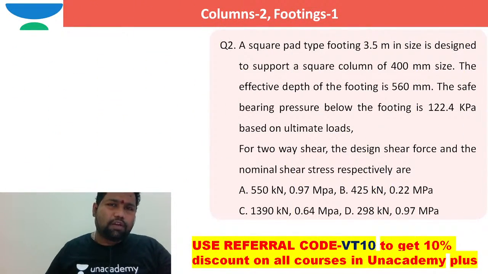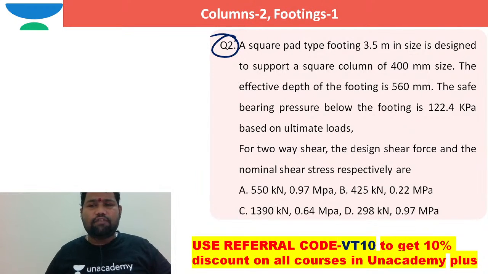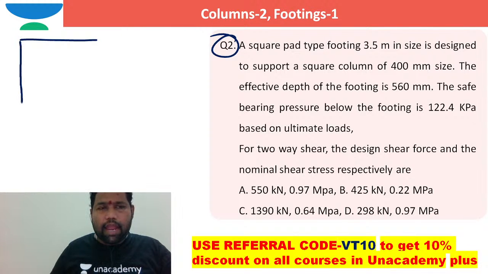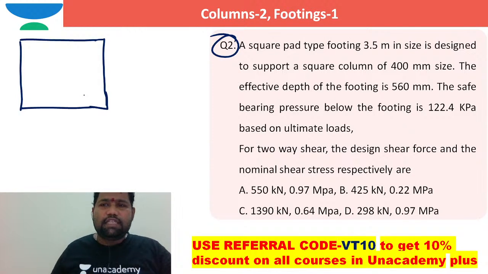So can you see this second question? A square pad type footing, 3.5 meter in size. It is a square footing, and the size of the square footing is 3.5 meter. Let me take a square footing of 3.5 meter in size, designed to support a square column of 400 millimeter size. So I think the problem is one and the same as the previous problem.